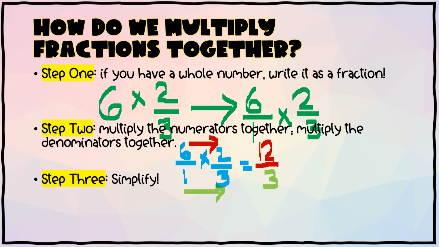My final step is to simplify. So you can think about simplifying in a lot of different ways, and we're going to review that a little bit more in the next few slides. But I'm going to think about simplifying as thinking about my fraction as a division problem. So 12 over 3, or 12/3, is also the same as saying 12 divided by 3. So 12 divided by 3 is 4. So my final answer is 4.